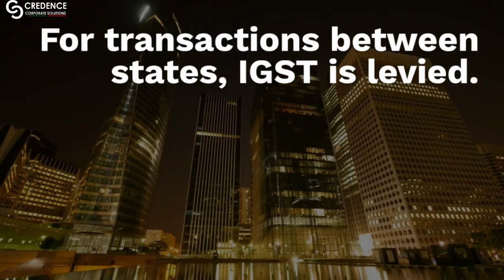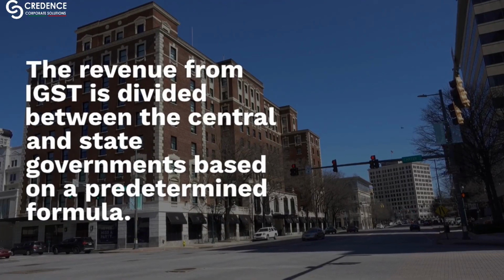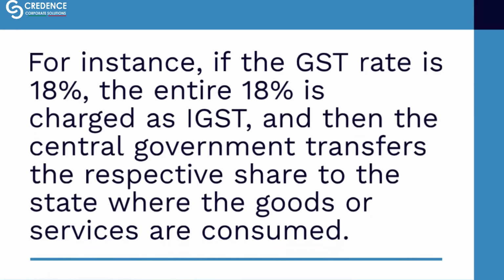Interstate transactions: for transactions between states, IGST is levied. The revenue from IGST is divided between the central and state governments based on a predetermined formula. For instance, if the GST rate is 18%, the entire 18% is charged as IGST, and then the central government transfers the respective share to the state where the goods or services are consumed.